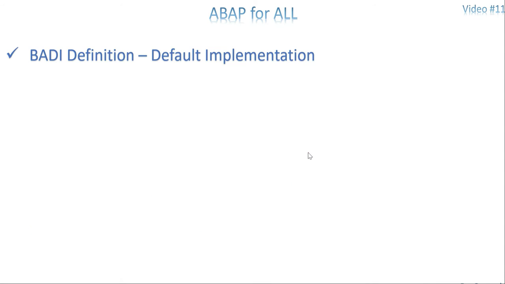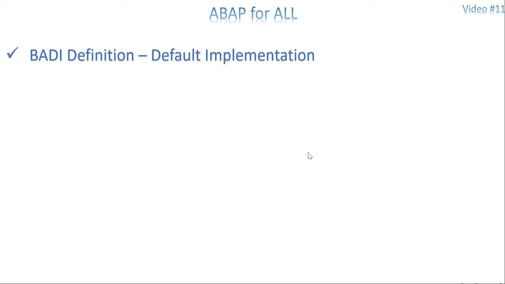So the first property is default implementation. From the name itself we assume that whatever implementation we have, say three implementations, if we select the default implementation, that is going to execute. Actually, it's working in a different way.